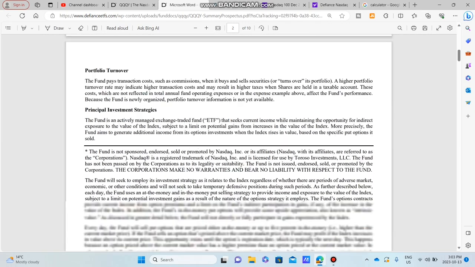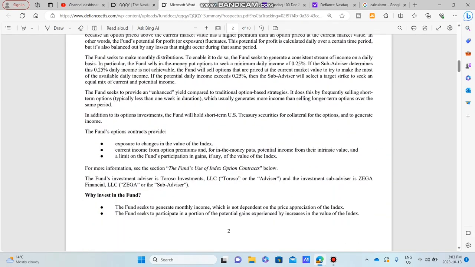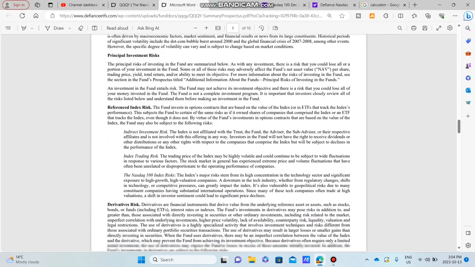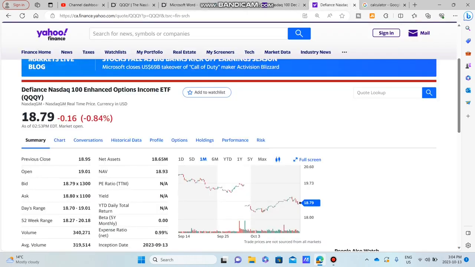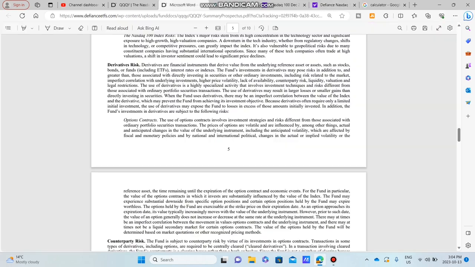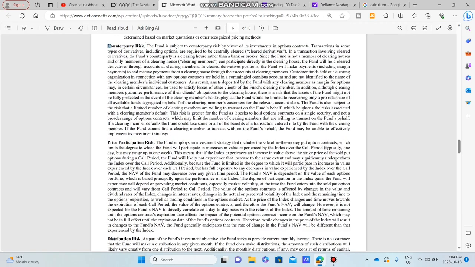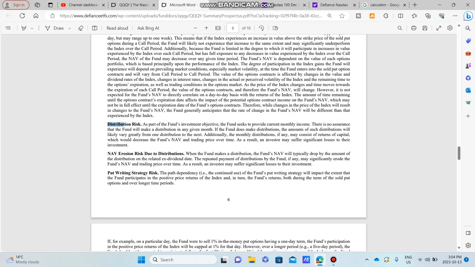And I was going through here, just looking at their investment strategies. We know that there is 0 days to expiry, so I'm not going to necessarily read through this. They do have a lot of risks, which they list down below here, which I want to show you. Obviously, they have reference index risk. If the Nasdaq 100 does go down, the ETF, the Defiance Nasdaq 100 Enhanced Options ETF QQQY, is also going to go down. And you can see here they say something about complementary risks with options, a price participation risk. Obviously, once again, if the Nasdaq 100 goes down, then the ETF will also go down. Distribution risk: they don't guarantee distributions. What they say is no distribution is guaranteed.